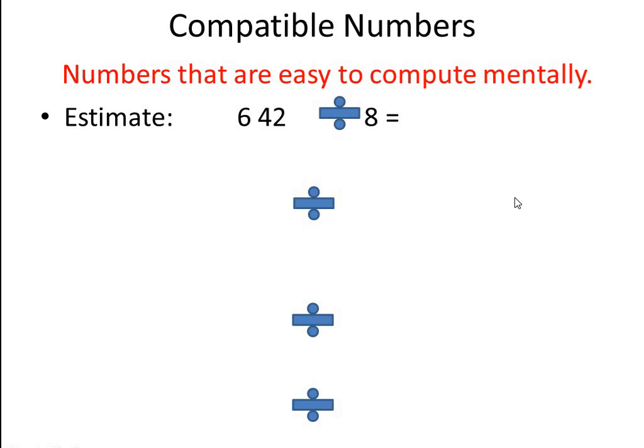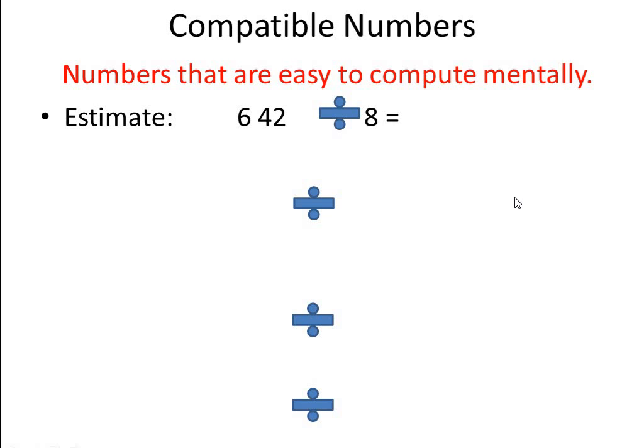Now, what are compatible numbers? They are numbers that are easy to compute mentally. We can say that compatible numbers are two numbers where one of them is a multiple of the other one. So when you divide, there will be no remainder, which is easier for us. Why do we estimate? Because sometimes we don't need the exact answer, we need an approximate answer.